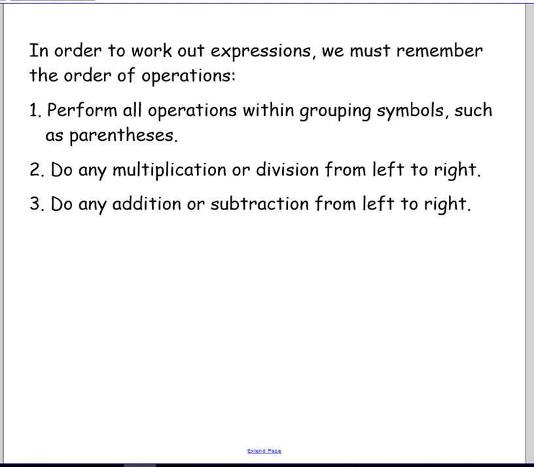And notice that multiplication and division are kind of worth the same, as I think of it, so you're going to do them in the order that they appear in the problem. Same thing with addition and subtraction.